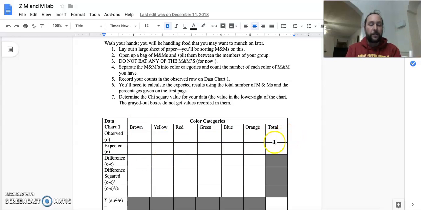You're going to need to look at your total. So let's say you have 100 M&Ms. Then you're going to need to calculate and figure out what your expected values would be.